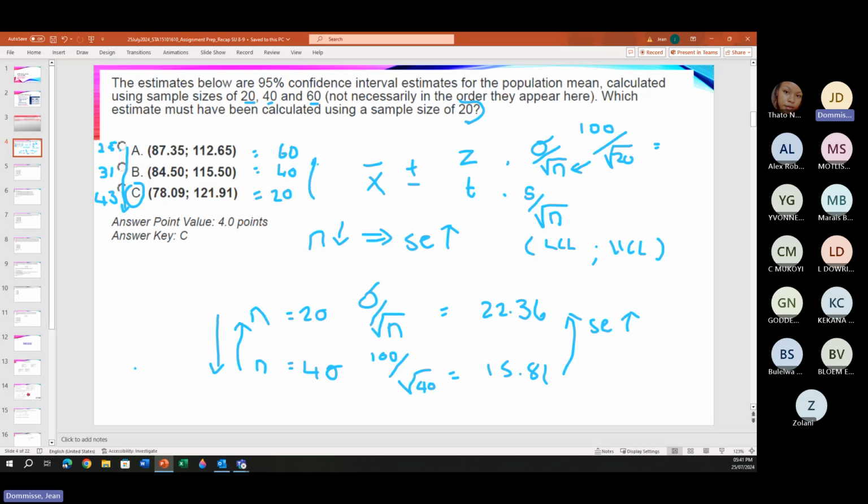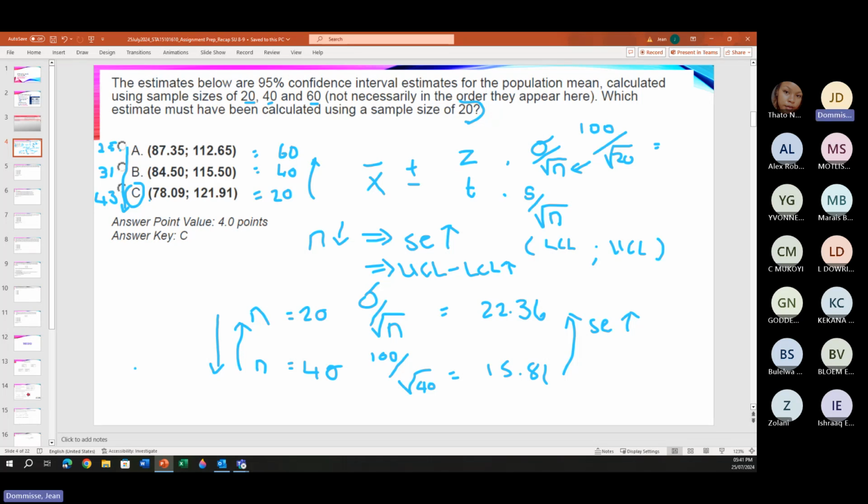Okay, so again, sample decrease means your standard error will increase, meaning that the difference between your upper confidence limit and your lower confidence limit will also increase. Okay, so that's why we can say it is option 3.